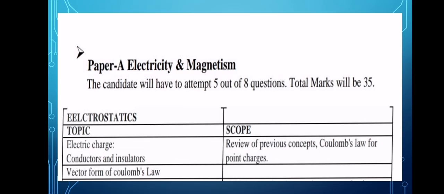Here is a screenshot from the course outline of the paper A, the topics that we need to study from this chapter. Chapter 1, electric charge and Coulomb's law. Electric charge, conductors and insulator. The scope for this is review of previous concepts, Coulomb's law for point charges and vector form of Coulomb's law. I think we studied nearly all the topics.